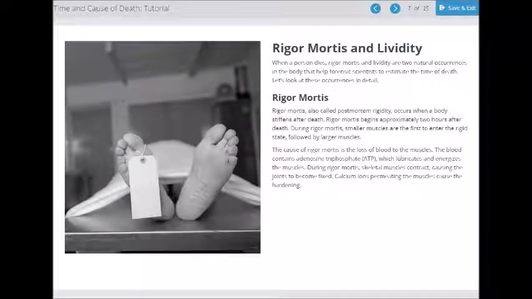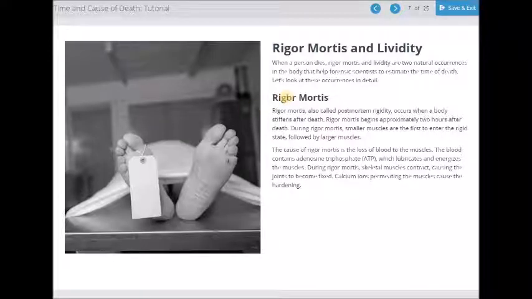So rigor mortis and lividity are two terms you might hear as a forensic technician, forensic scientist, CSI investigator. They refer to things that happen to a mammalian body, actually in animal bodies. It happens to all kinds of animals after death. And these are two of the obvious ones. And there's actually all kinds of mortis.